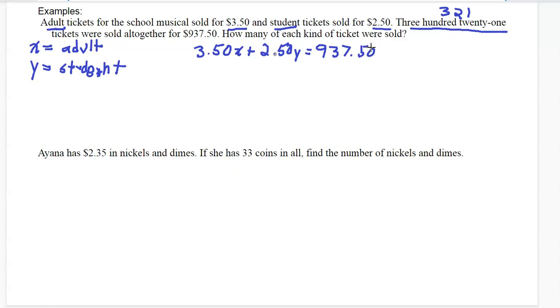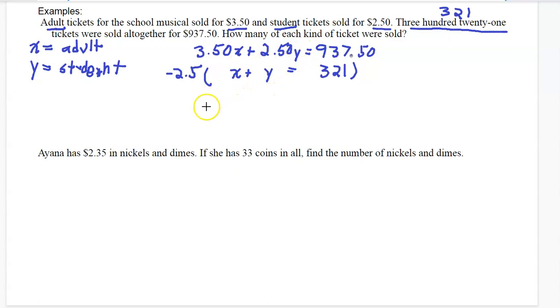Okay. Now, if I look at the total number sold, I know that if I add my adult tickets plus my student tickets, we sold a total of 321 tickets. Okay, and that sets up our system. Now I'm going to go ahead and solve this using elimination. If I take this bottom equation here, I'm going to multiply it by negative 2.5. I'm going to cancel out my y values here.